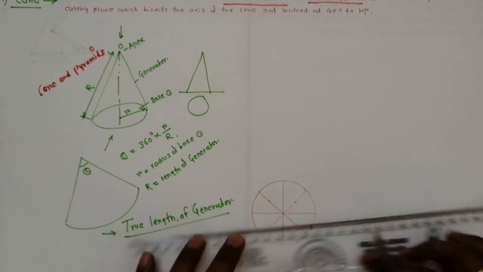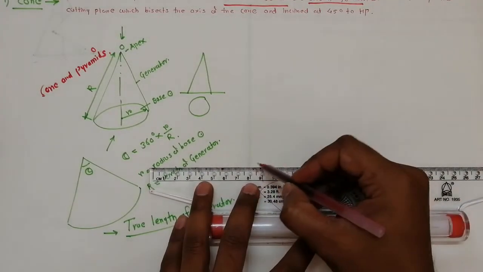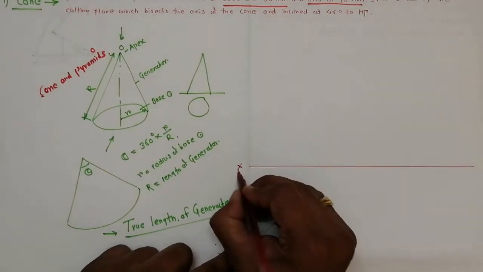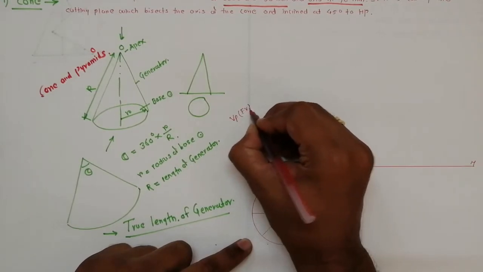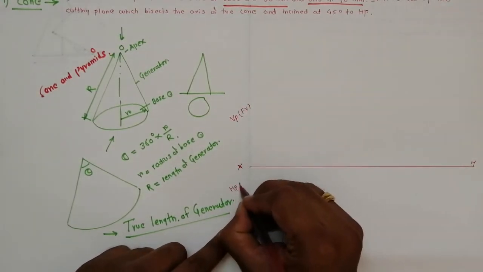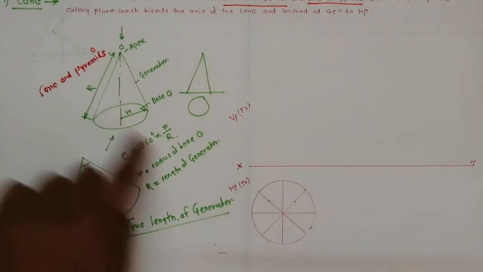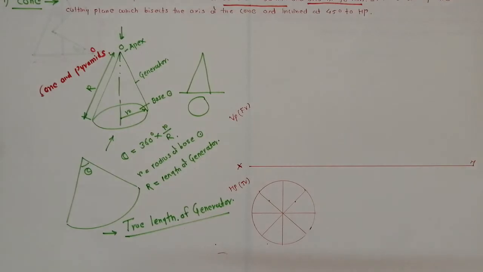Okay, now we'll construct here the axis. So suppose this is our axis xy. This is our vertical plane, here we'll get the front views, and this is our horizontal plane, here we'll get the top views. So the top view of the cone is a circle and we have drawn that one.